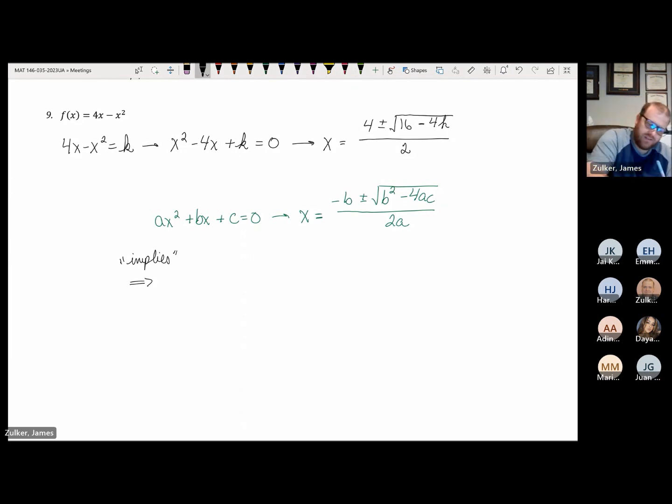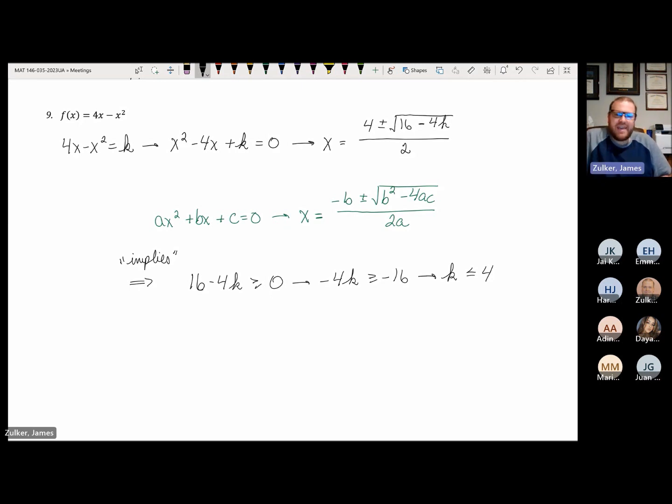This implies that 16 minus 4k has to be greater than or equal to 0. That'll give you k is less than or equal to 4. And so that is our range. Range is negative infinity to 4, closed at 4.